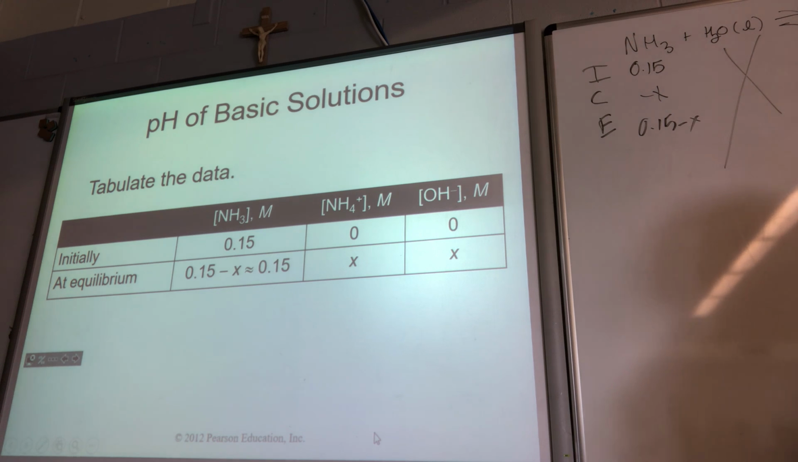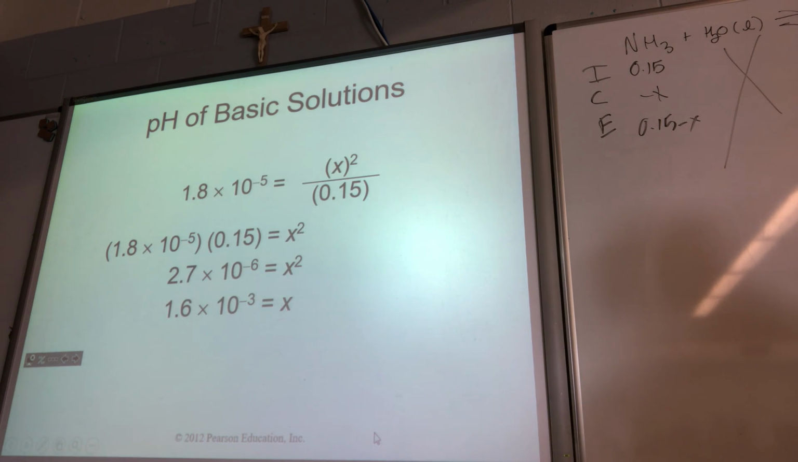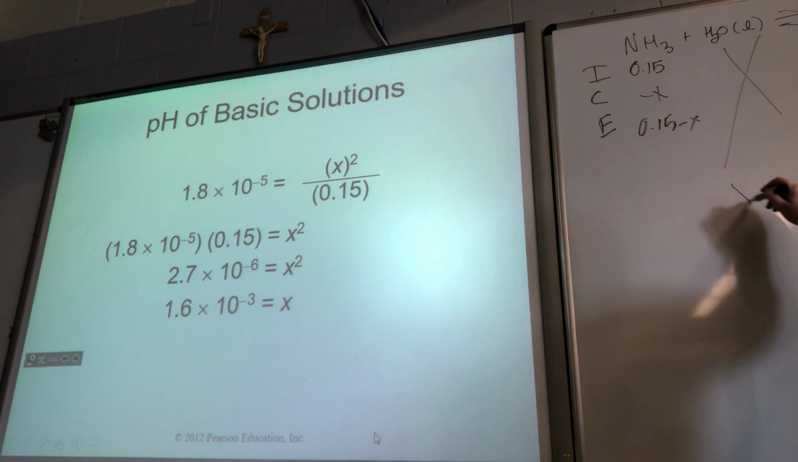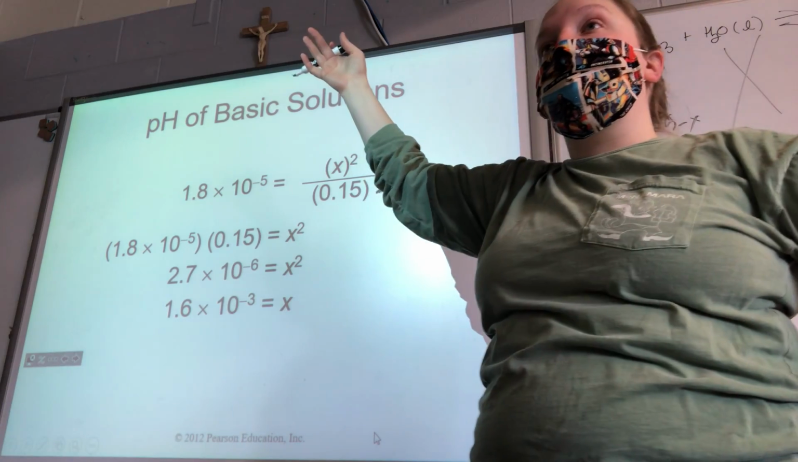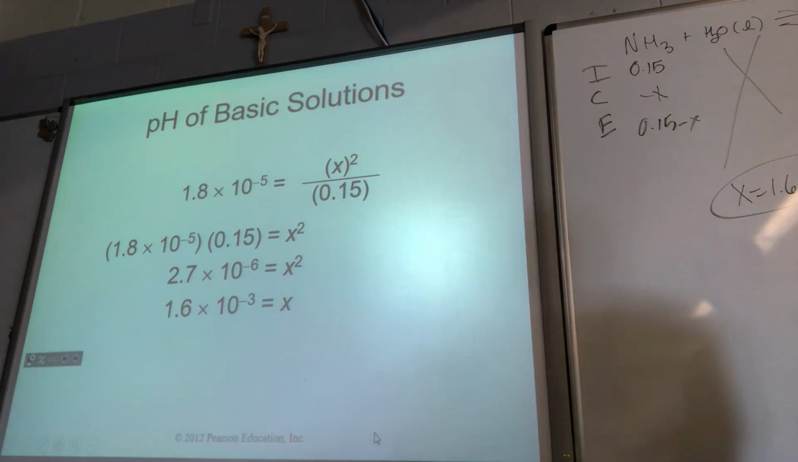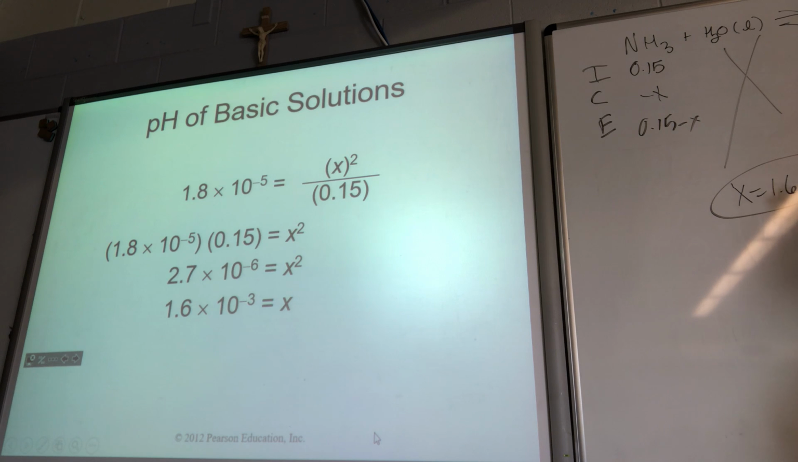There we are at equilibrium. When we do our math, they got x about 1.6 times 10 to the negative third. Hopefully you realize it's by plugging in, solving for x, etc. That's my x value, which is my concentration of OH. What do I do next?